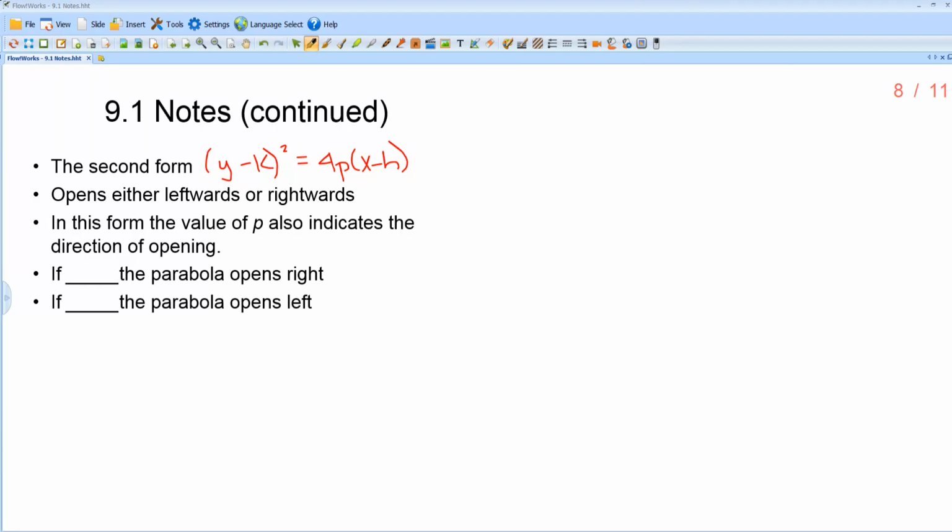And that's because when you graph something that opens to the left or to the right, it's going to end up being a non-function. But it is still a parabola. So in this case, if p is greater than 0, the parabola opens to the right, which means it's going to look like that. And if p is less than 0, the parabola opens to the left.